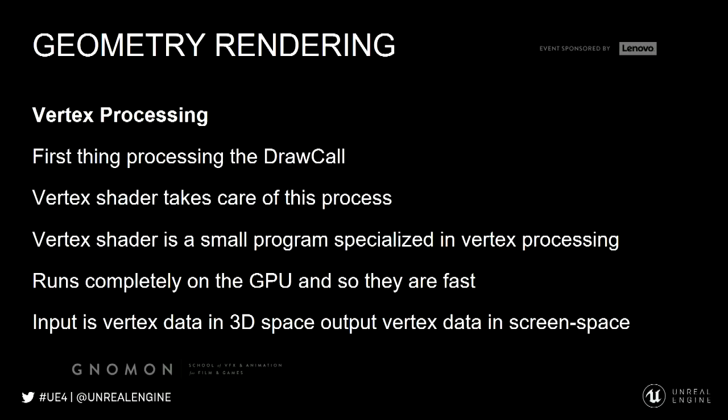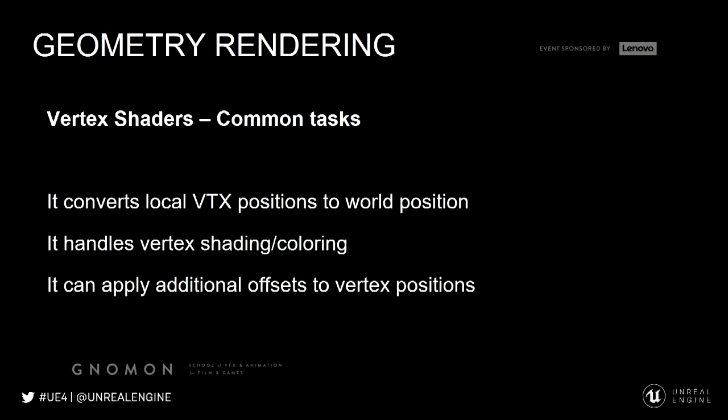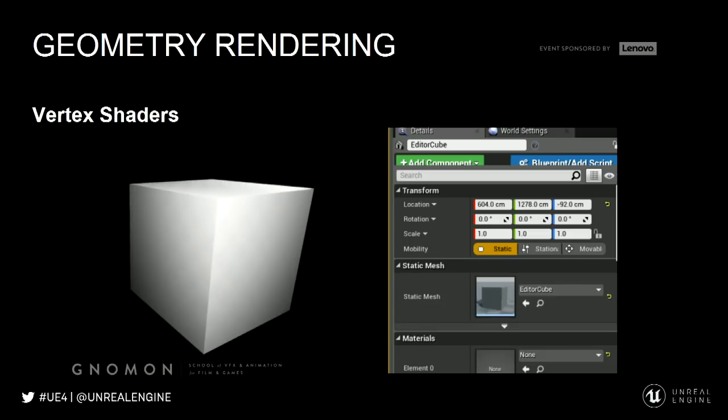Generally speaking, the input for those vertex shaders is vertex data, like positions or colors and other things. And the output is, again, vertex data, but in a different space, maybe like world space or screen space. Some of the common tasks for vertex shaders: first is converting the vertex position from local space to world space, or screen space. Also, it can handle vertex colors or vertex shading. And it handles any additional offset on the vertex position.